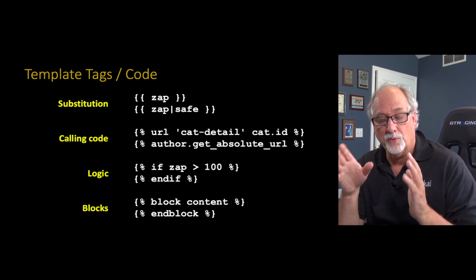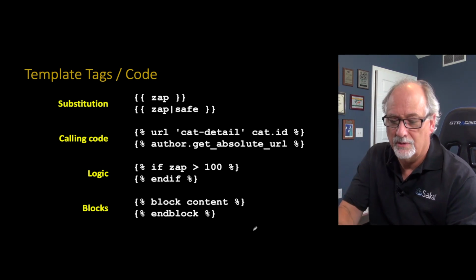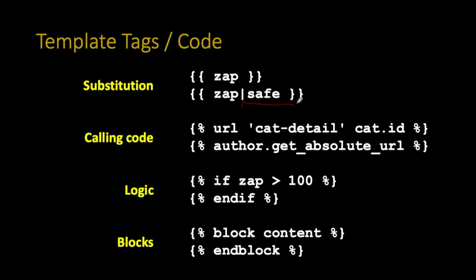If you add this vertical bar safe afterwards, that's like a modifier. I think it's called a filter in Django, that says, look, don't run that filter on it to do the HTML entities. Just do it as is. I know there may be HTML in that, but I've taken care of that because I am the application developer.